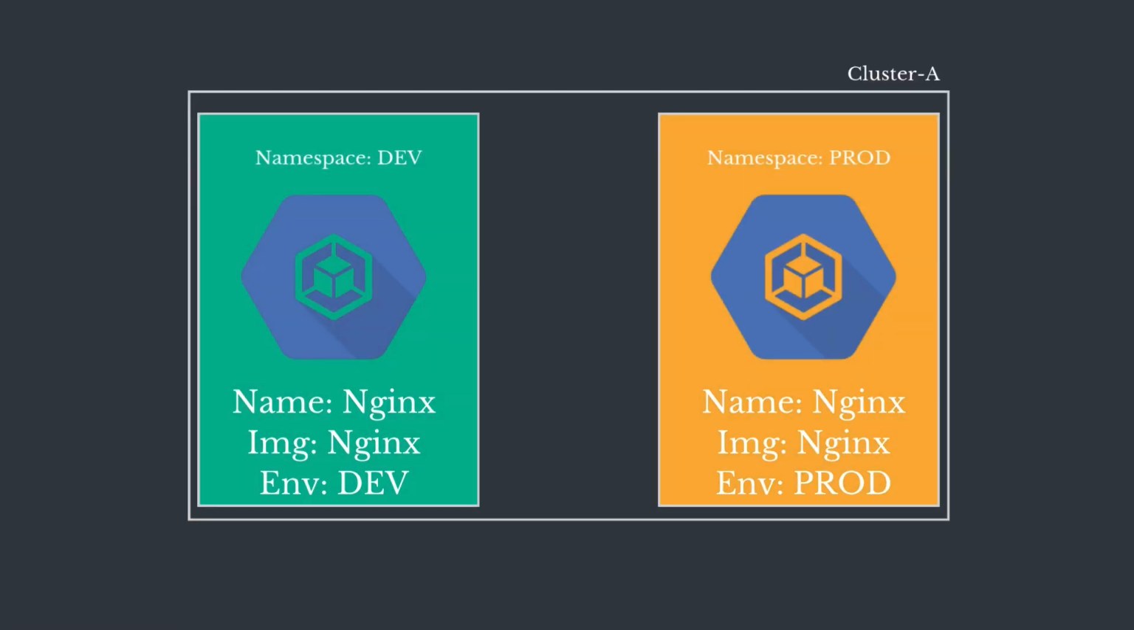By creating two separate namespaces, one for development, let's say a dev namespace, and another for production, say a production namespace, you can keep the pods organized. The dev pod will exist in the dev namespace and the production pod will be in the production namespace, making it easy to distinguish and manage them separately.